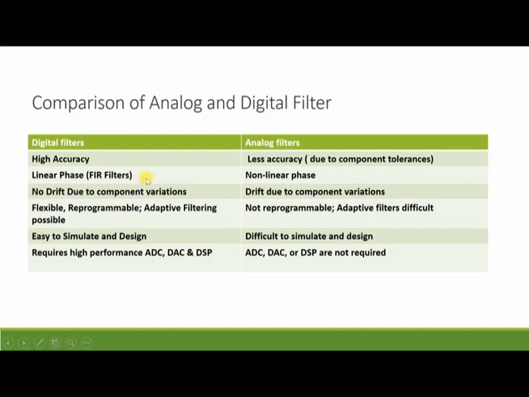Another important advantage on the part of the digital filter is the linear phase condition. Linear phase is the variation or the change in the phase response with respect to frequency, which typically using FIR filters we can have a linear response, which will reduce the phase distortions. This kind of provision is not supported in analog filters.